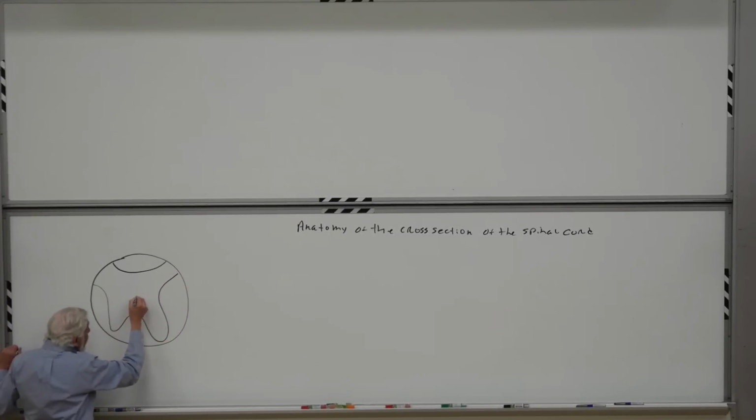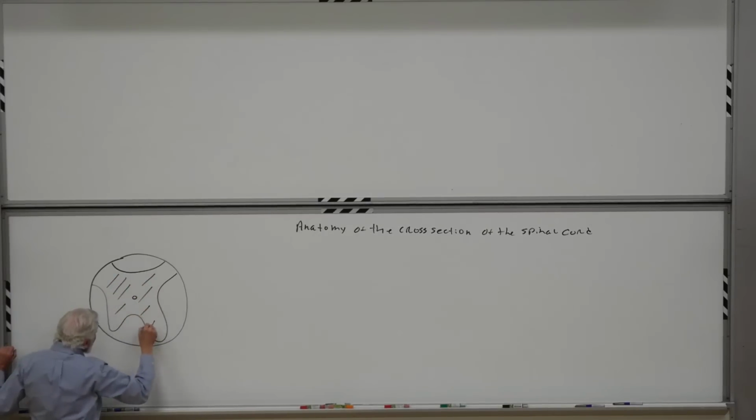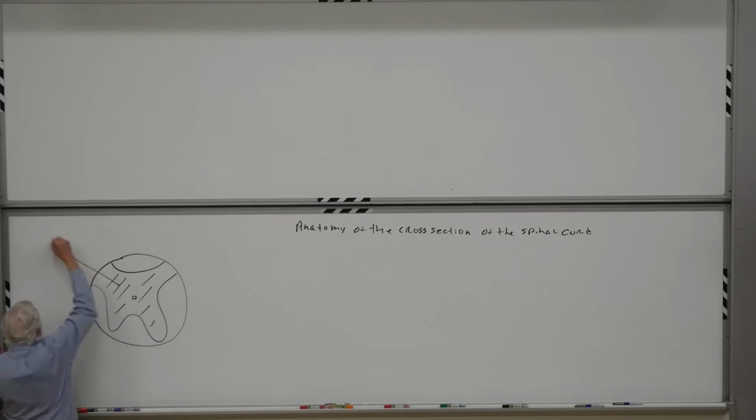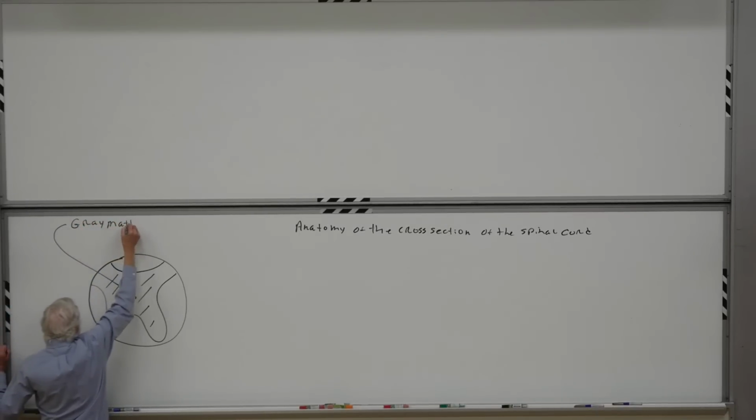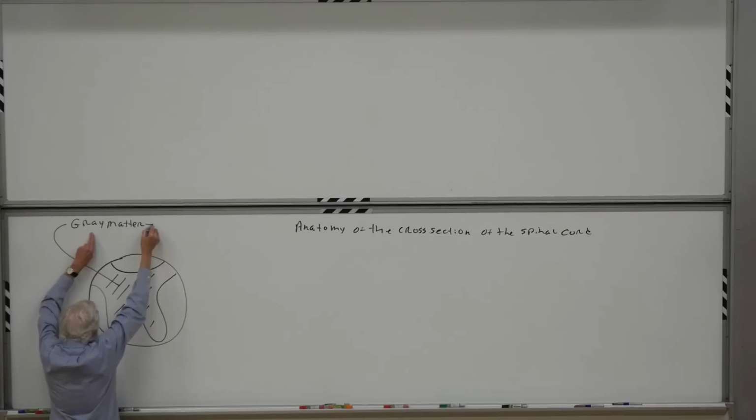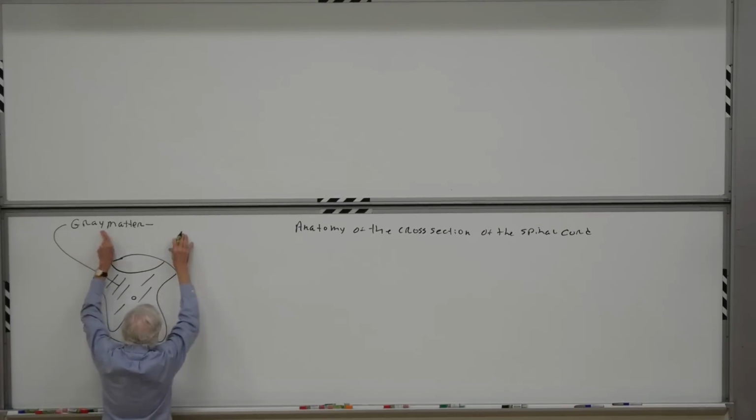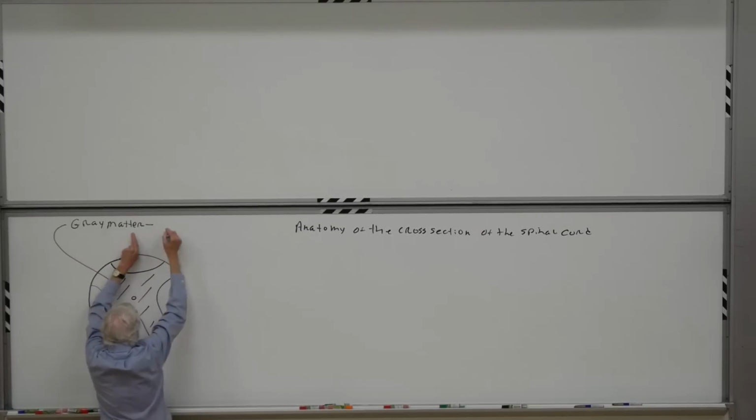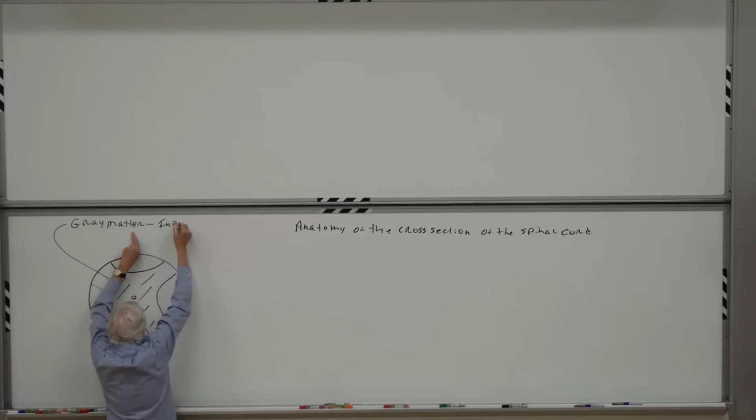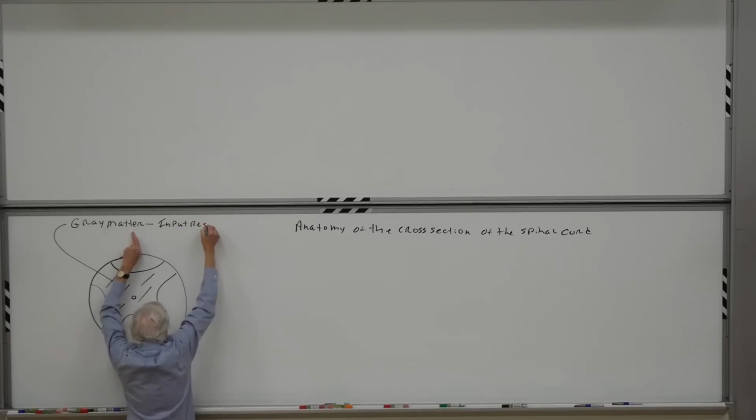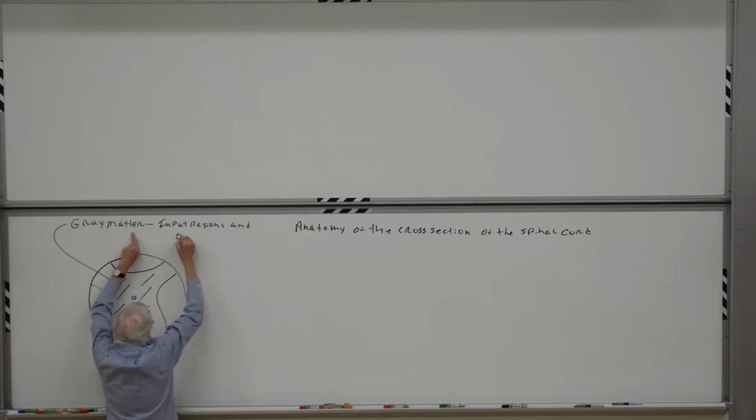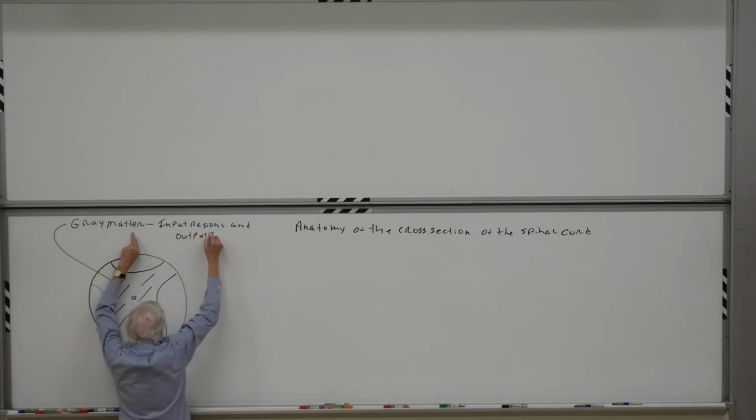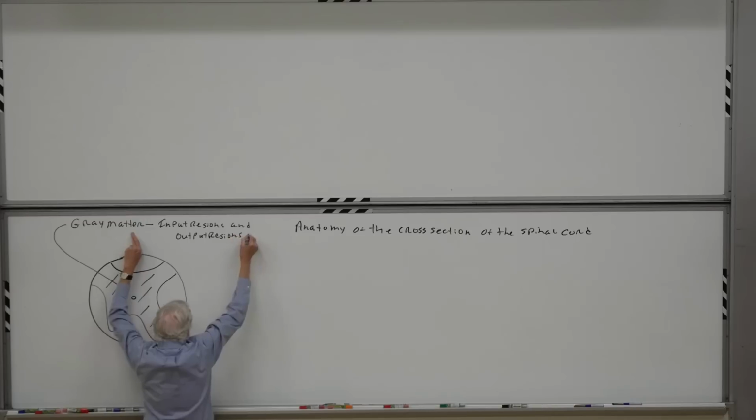This butterfly structure here, and I'll hash it in black, this butterfly region is said to be the gray matter. Whenever you see this term gray matter, what you should be thinking of, what you should recognize, is that the gray matter represents input regions and output regions of neurons.